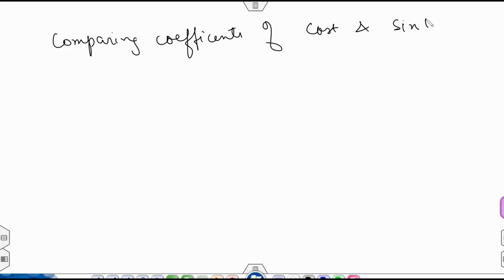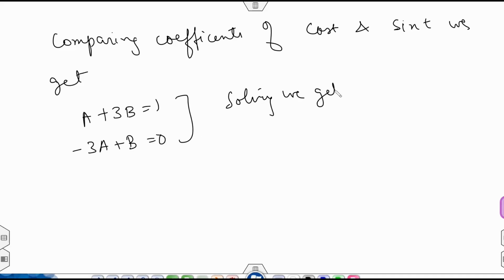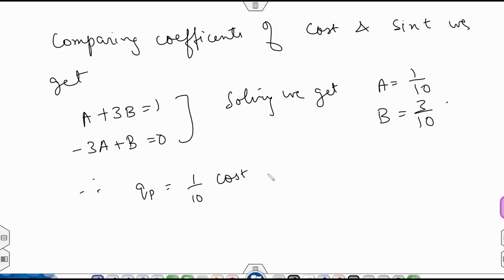And finally, by comparing the coefficients of cos t and sin t, you can do the calculation. We get finally A plus 3B is equal to 1 and minus 3A plus B is equal to 0. Solving this, we get A is equal to 1 by 10 and B is equal to 3 by 10. So what will be our particular solution? Qp will be 1 by 10 cos of t plus 3 by 10 sin of t.